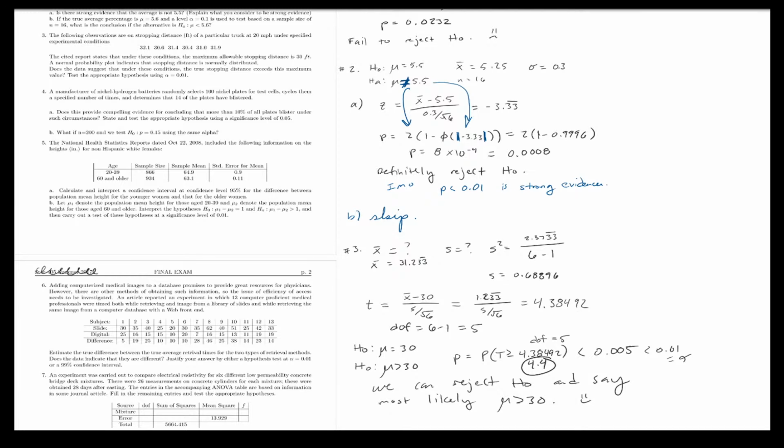You would only get this set of data less than 1% of the time. So less than 0.5% of the time, when you randomly select 6 trucks to test, would you get this set of data. So it's very unlikely that you would get this set of data if mu were equal to 30. So yes, the data does suggest that under these conditions, the true stopping distance exceeds 30 feet.